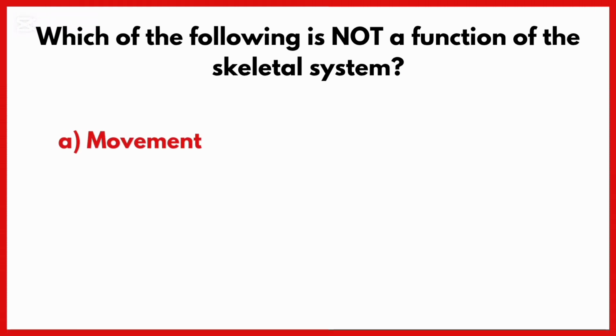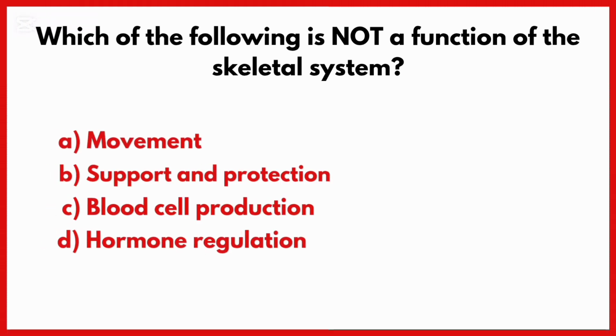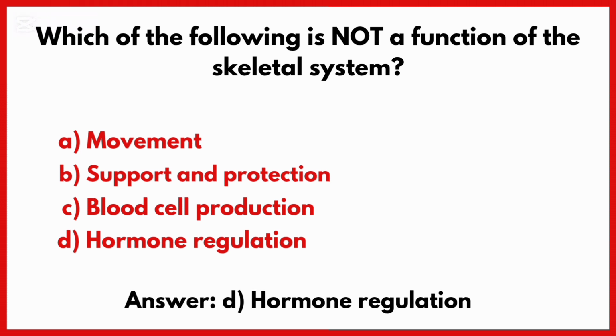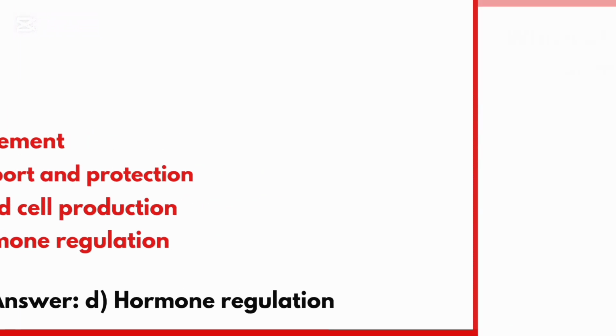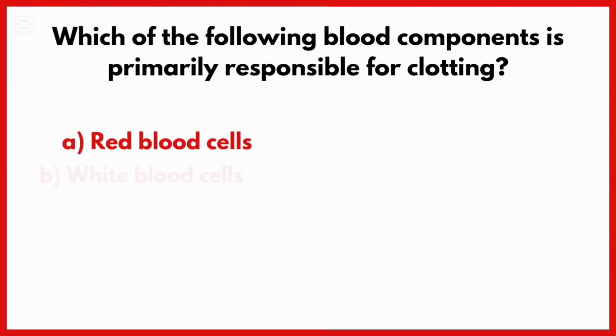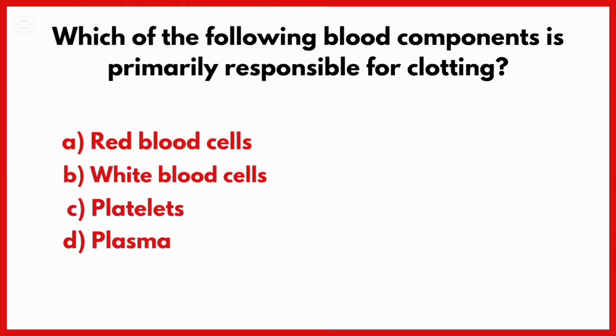Which of the following is not a function of the skeletal system? Correct answer is option D, hormone regulation. Which of the following blood components is primarily responsible for clotting? Correct answer is option C, platelets.